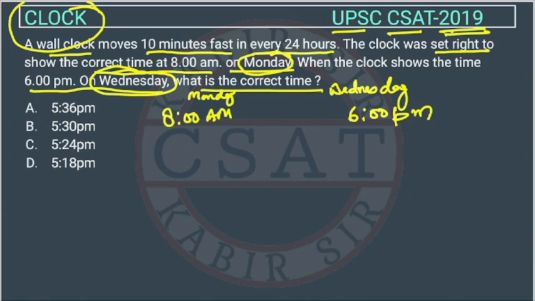Normally we consider that the clock was set in the morning at 8 a.m. and by 6 in the evening, how much fast will it be? No, this question is not that. He is asking on Wednesday 6 p.m., what is the time?